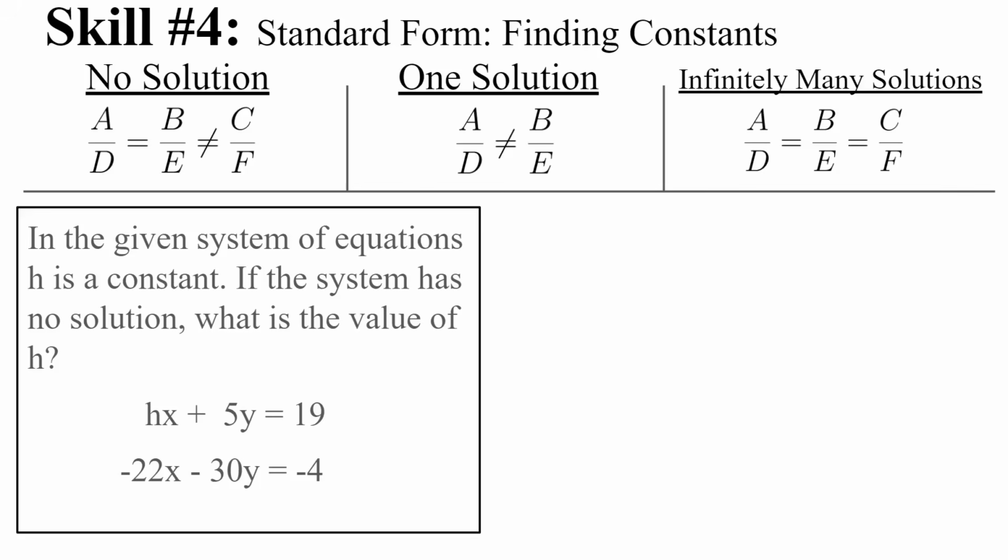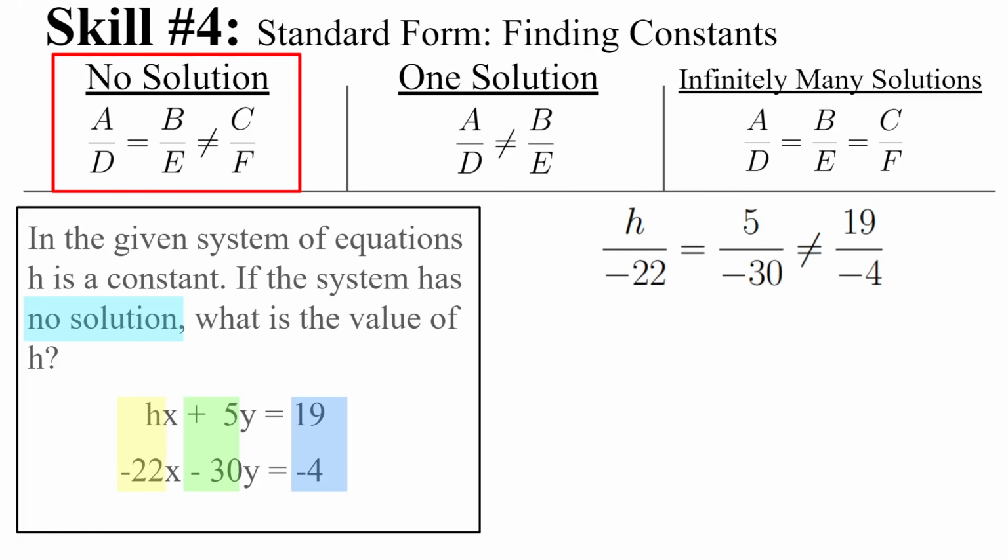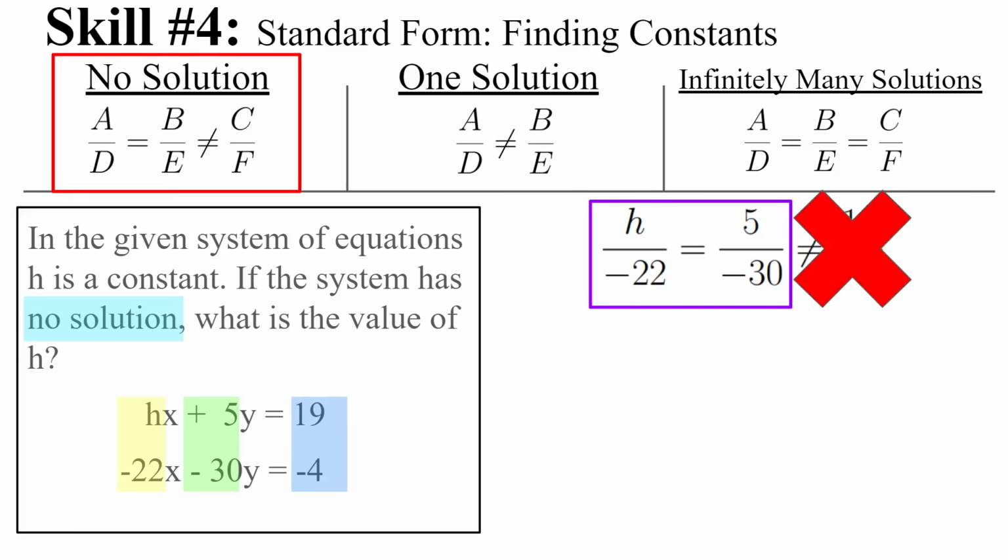Okay, this one they tell us it has no solution. So what we are going to do is jot down, very first thing, A over D equals B over E is not equal to C over F. We're going to identify our constants, just circle them, and then put those into the relationship. So H over negative 22 equals 5 over negative 30, which is not equal to 19 over negative 4. For this one, knowing what it's not equal to doesn't really help us, so let's just look at the left half.